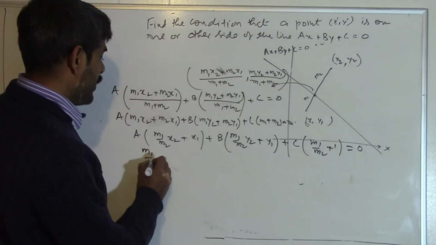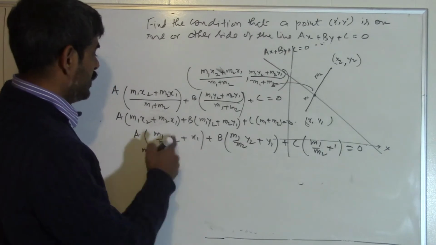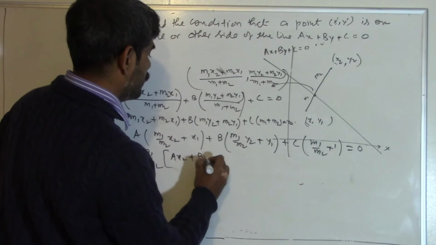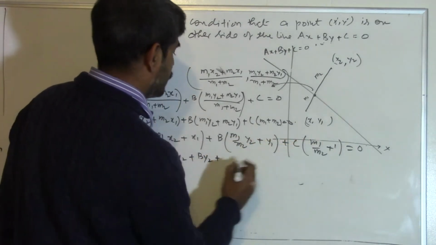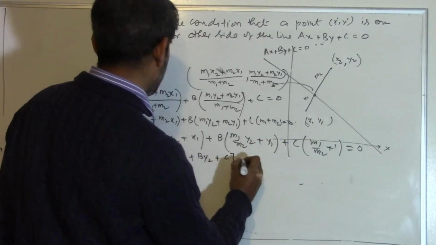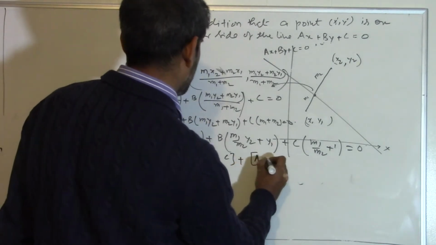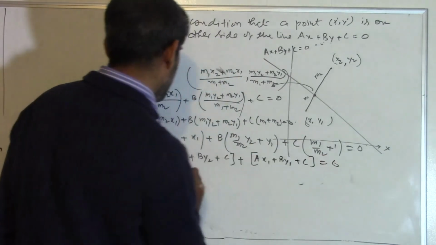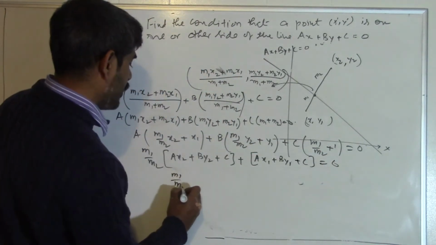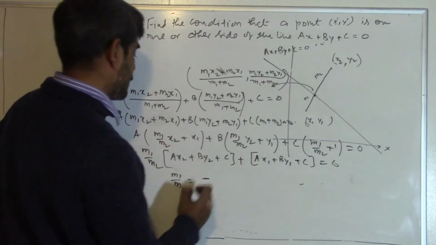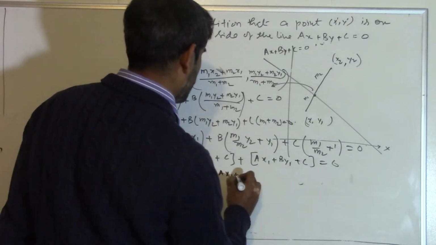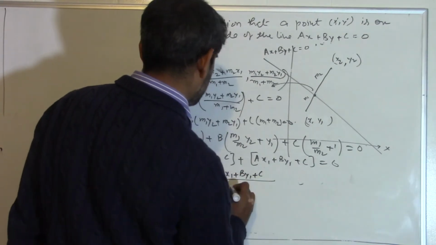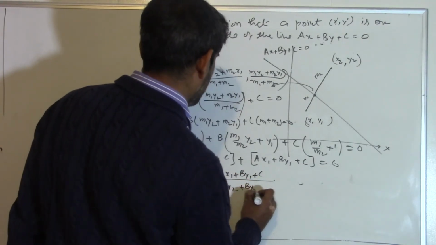So we have m1 divided by m2 times this term, ax2 plus by2 plus c, plus ax1 plus by1 plus c is equal to 0, and from here we get m1 upon m2 is equal to minus (ax1 plus by1 plus c) divided by (ax2 plus by2 plus c).